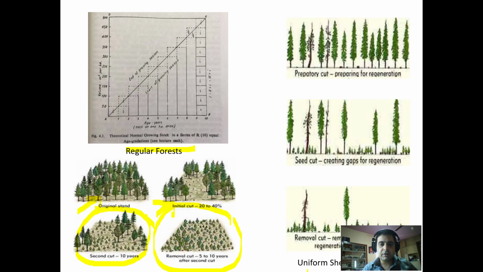Now under the uniform shelterwood system, how do we maintain it? We have a preparatory cut, which we give for regeneration to come up, and next we have the seed cut. We again fell some of the trees, creating some gaps. You can see here some gaps are created for the regeneration, and finally we give a removal cut, removing the mature trees once regeneration is established.